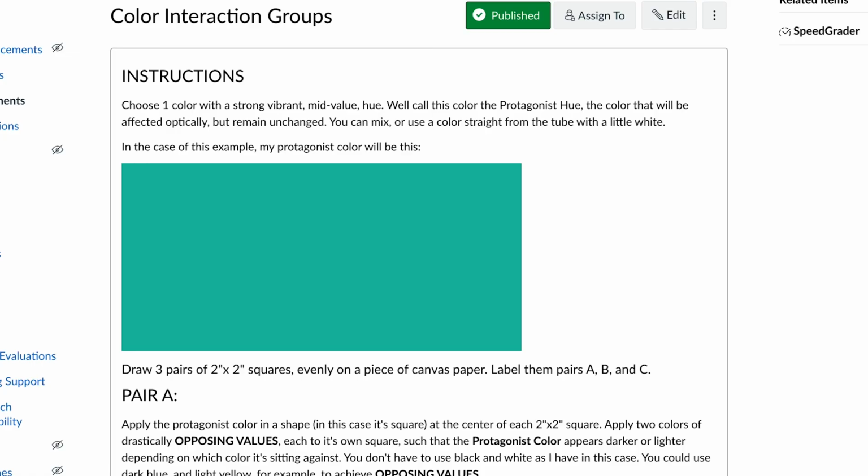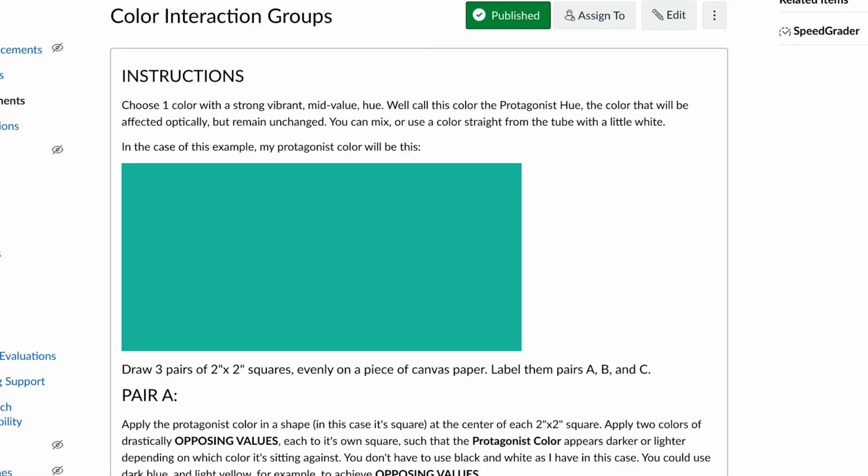In my choice, I combined a little blue and a little green to make this nice greenish turquoise color. But I recommend primaries are great for this assignment if you just want to keep it super simple.